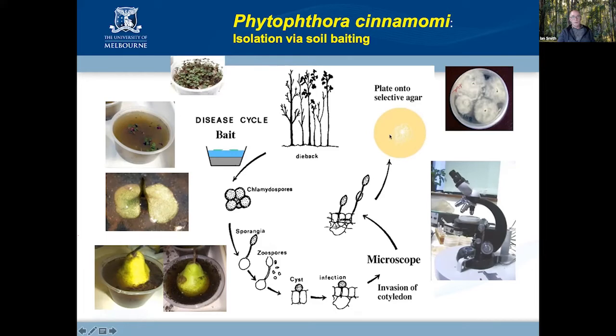We really have to go to this next stage and plate onto selective agar, and then go to a PCR test. Now, we all know what PCR tests are through our COVID experience. Well, the same thing happens with Phytophthora. They can do PCR tests, another DNA test, to see what pathogen it is.